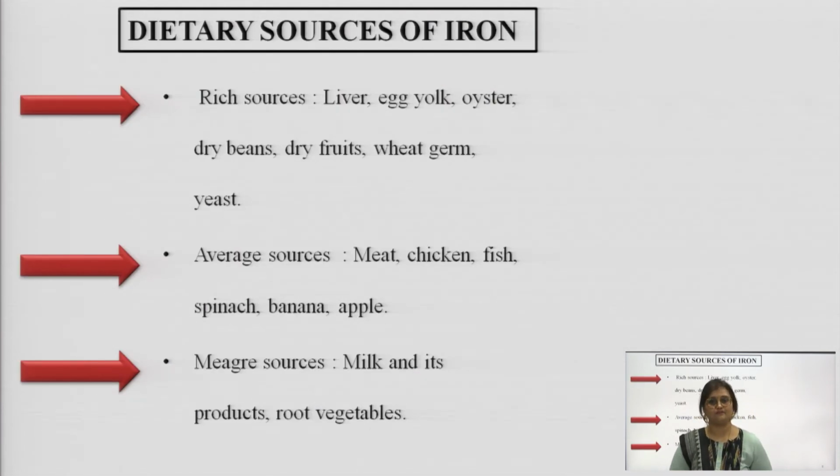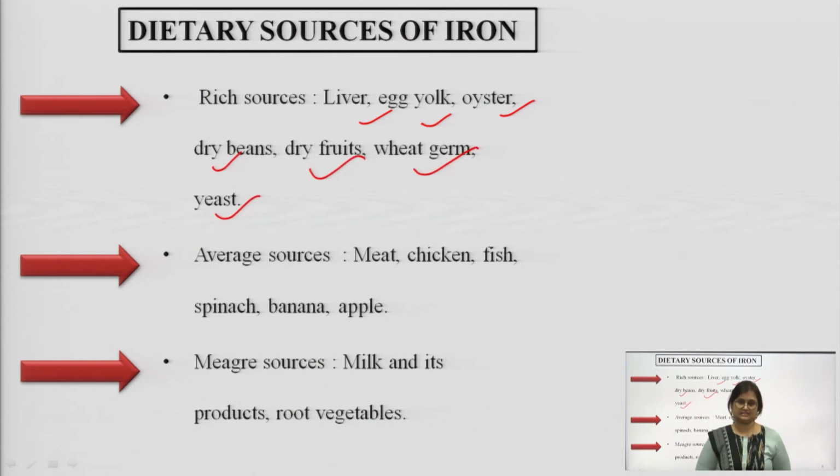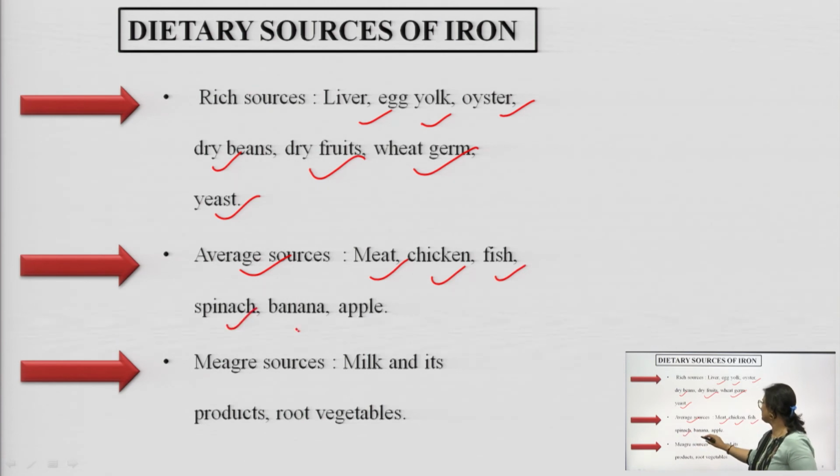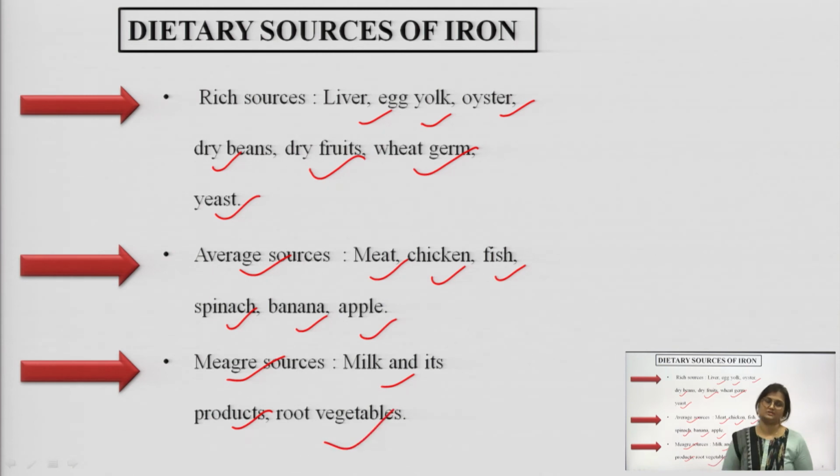Here we will see various dietary sources of iron. The rich sources of iron include liver, egg yolk, oyster, dry beans, dry fruits, wheat germ and yeast. Average sources include meat, chicken, fish, spinach, banana and apples. The meager sources include milk and its products and root vegetables. These are poor in iron content.